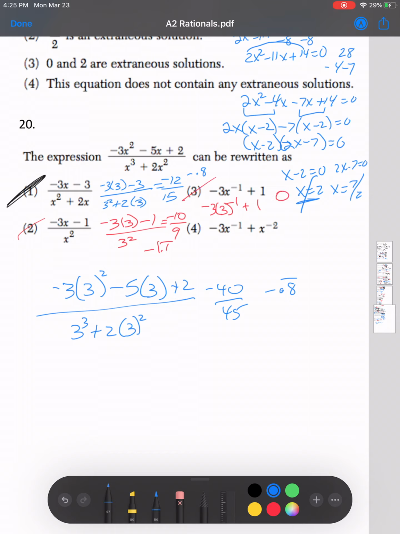We're hoping it's number 4. Negative 3 times 3 to the negative 1 plus 3 to the negative 2. Hey, and we get negative 0.8 repeating. So number 4 is our answer, and that is the end of the rationals.